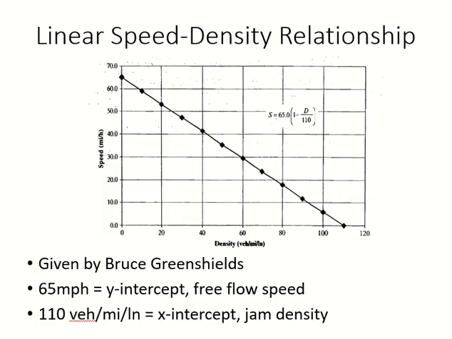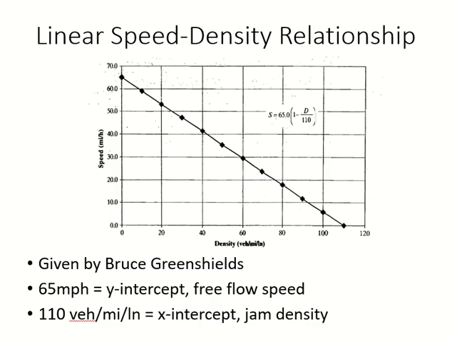So the concept of traffic flow theory was given by Bruce Greenshields in my childhood, which was the 1930s. The first thing he came up with was the relationship between speed and density. He said it's a straight line, you know the equation of the straight line.